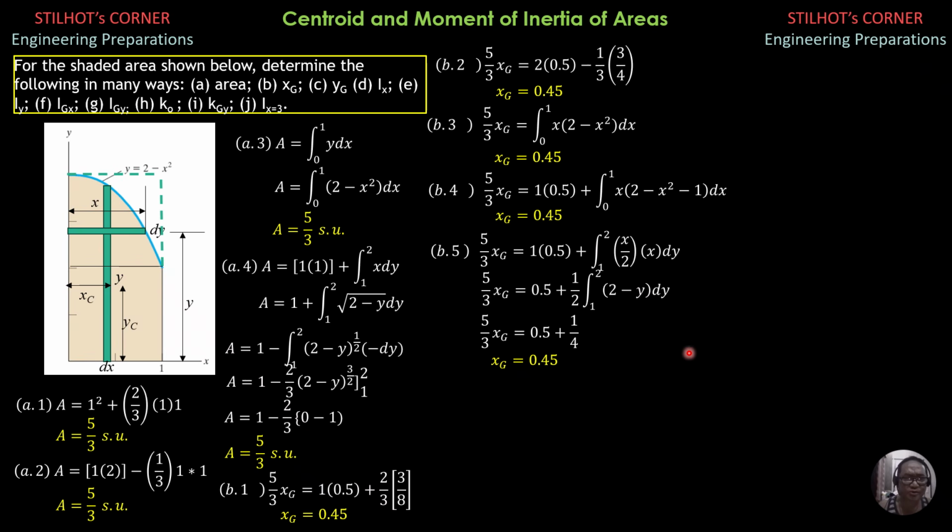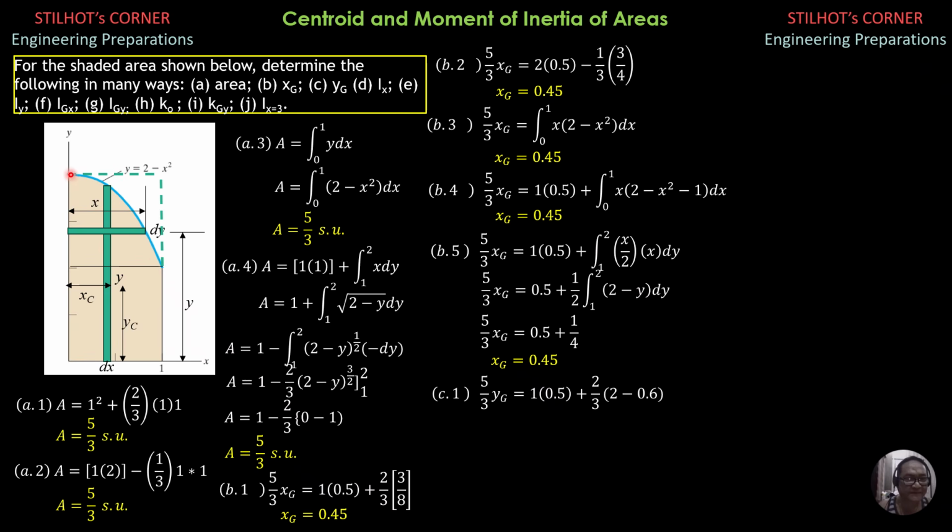Then let's proceed to letter C, which is yg. So I'll present many ways also. C.1, total area times yg equals, we treat this as composite areas. So area of square, which is 1, distance of centroid of the square from the x-axis, which is its yg, 0.5, half of 1, then plus area of parabola, which is 2/3.